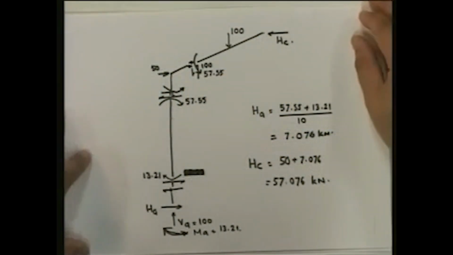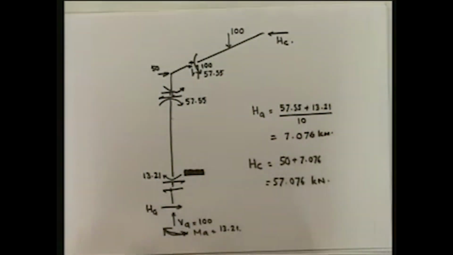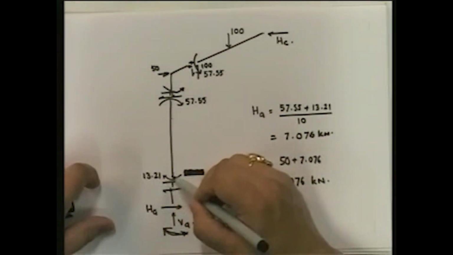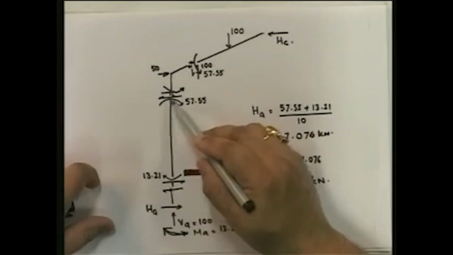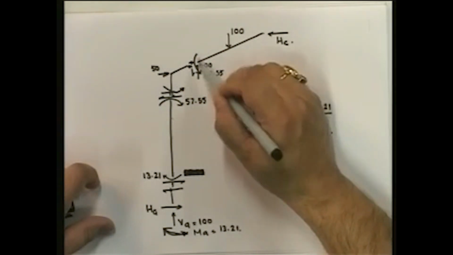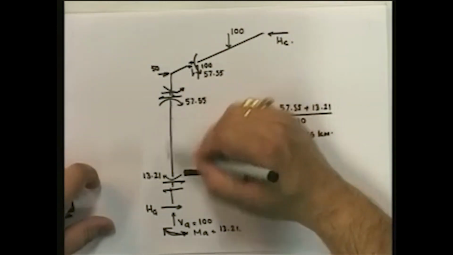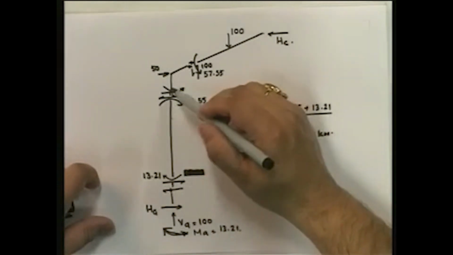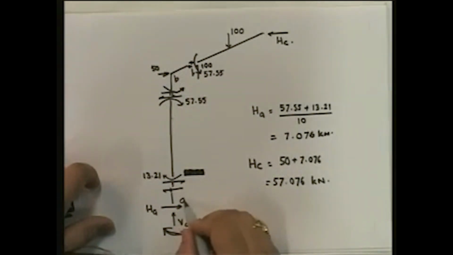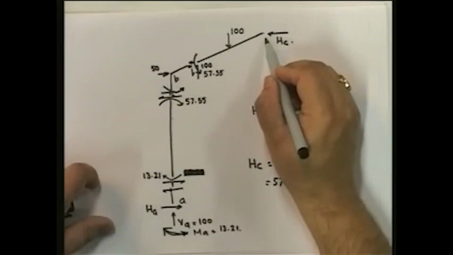So we've got the member end moments, and in this particular case, if you look at it, here the member end moment is 13.21, minus 13 is clockwise, minus 57.5 is clockwise, plus 57 is anti-clockwise, and so these are the member end moments.